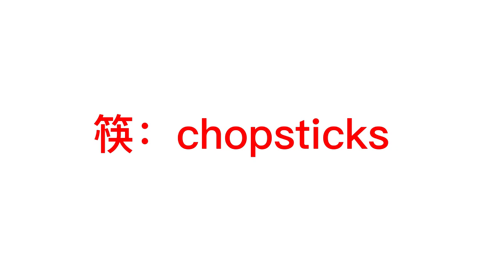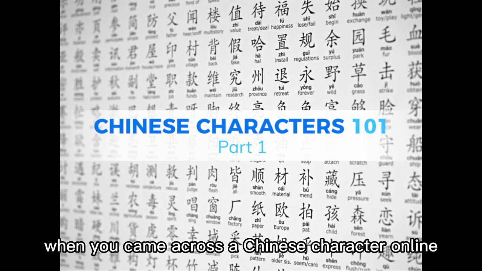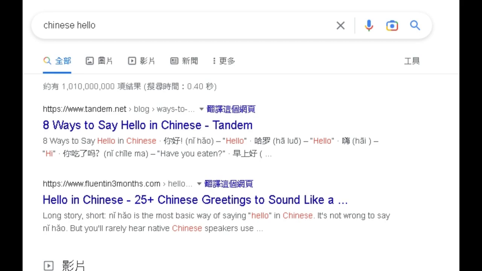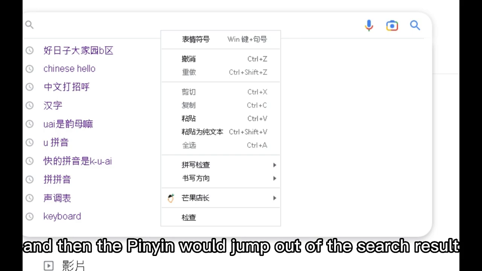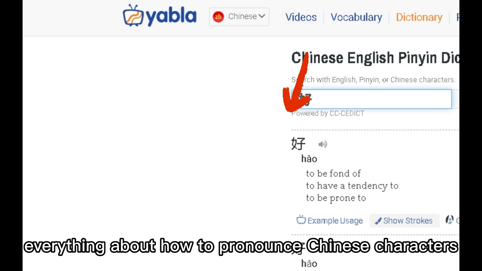It depends on context. I can't tell you how to read all 3500 commonly used Chinese characters one by one, because that's your work. When you come across a Chinese character online which you don't know, you should copy it and look it up online like this. Pinyin, 好, and then the Pinyin will jump out of the search results. Again, the first step is to recognize the tone, then separate its Pinyin, and then spell it with your mouth. So I have told you everything about how to pronounce Chinese characters.